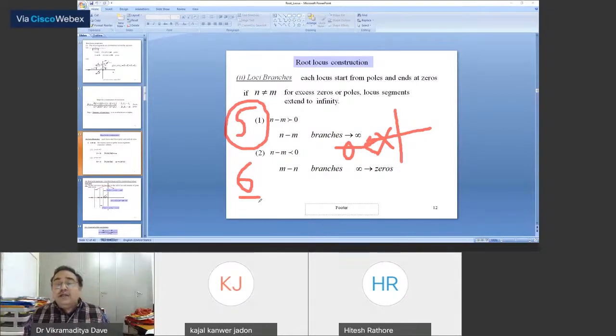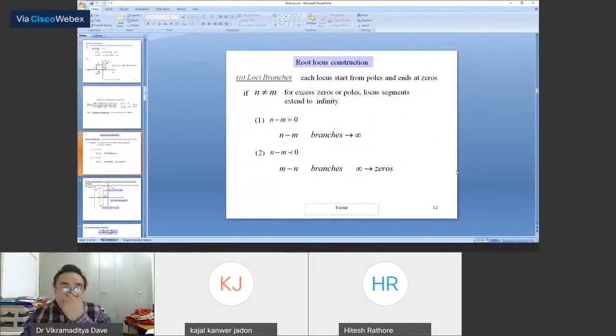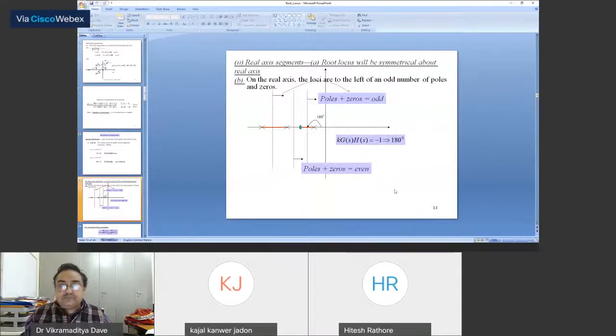The same is true in case zeros are higher. If zeros are 6 and poles are 5, then definitely root locus will be 6. So we will say that this root locus is emerging from the infinity. So that should be clear. So if n minus m is greater than 0, then n minus m branches tend to infinity, and if n minus m is less than 0, then m minus n branches emerge from infinity towards the zeros. So you have to keep this in mind.